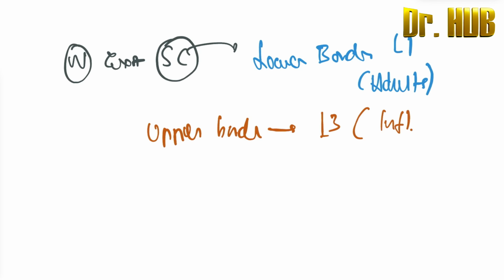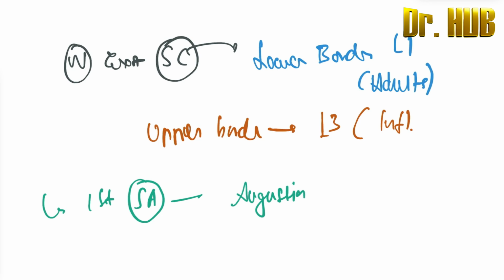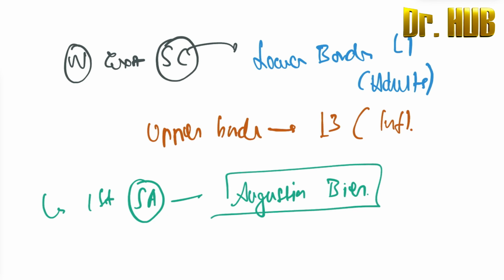The first spinal anesthesia, SA, was given by Augustin Bier. These are very important points. So it is Augustin Bier.